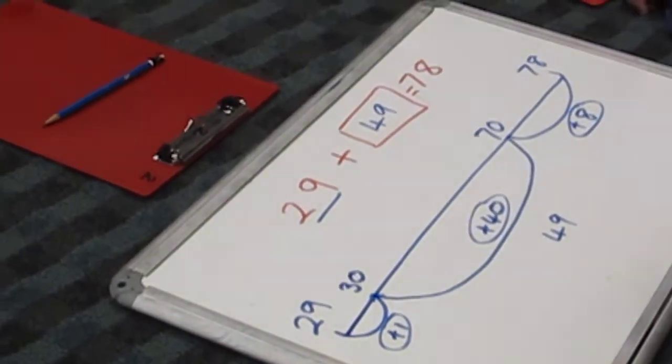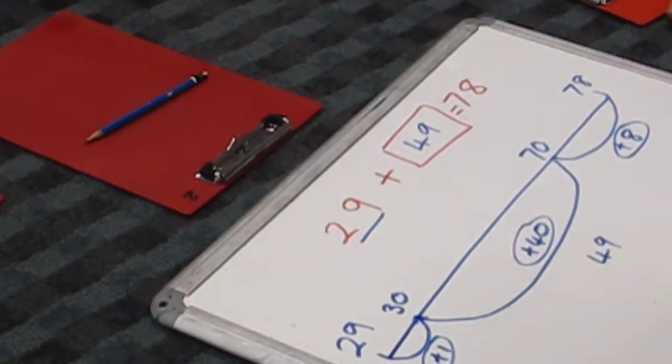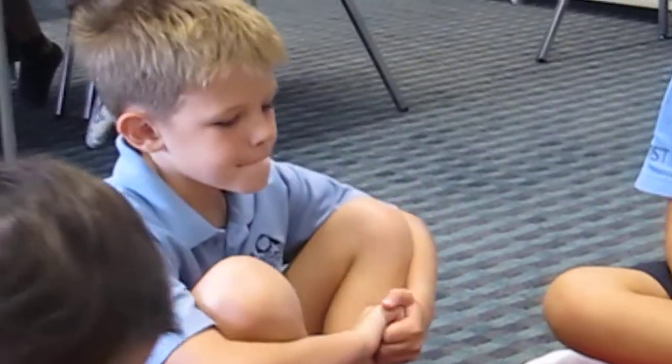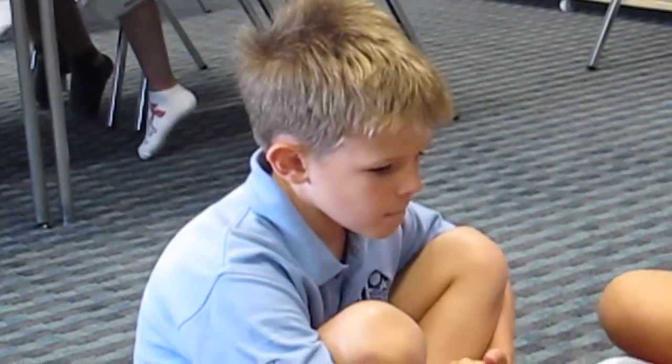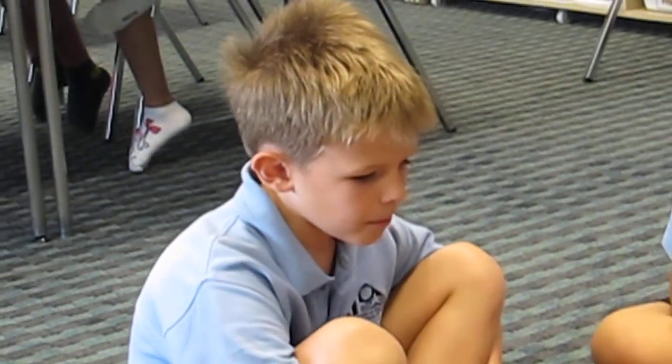How can we check our answer? Toby, how do we check it, do you know? How can we check that this number's right? Katie, do you know? Does that make sense? What could we do to check 29 plus 49?